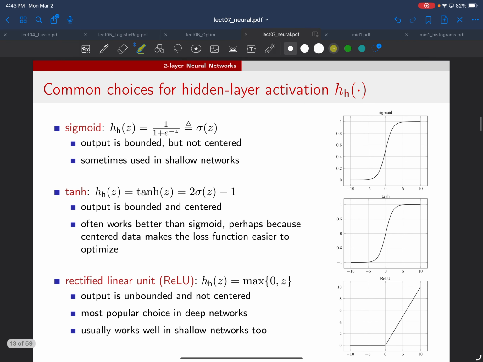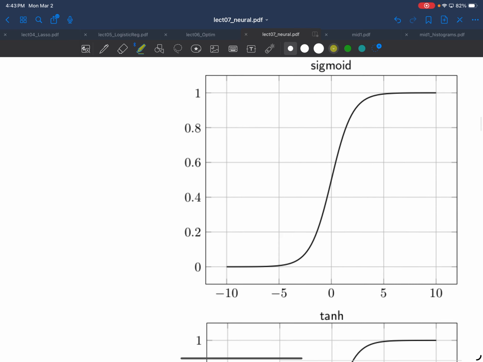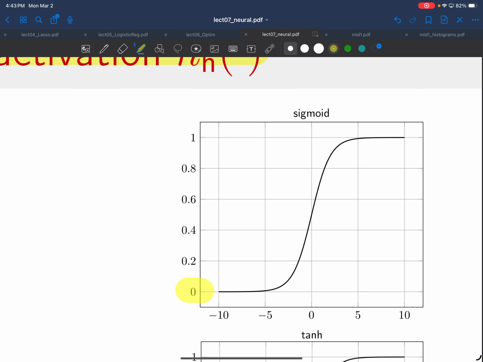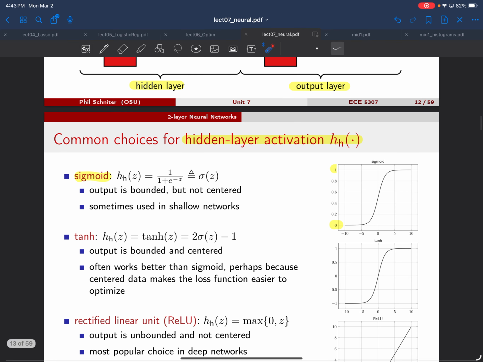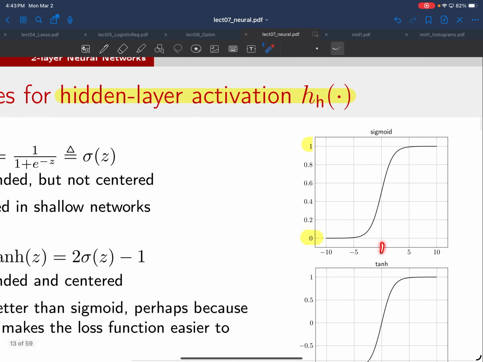Okay, so let's talk about common choices for the hidden layer activation. We've seen one so far, it was the sigmoid, and here's a plot of the sigmoid. One of the things you notice about the sigmoid is that you can never get something below 0, you can never get something above 1, right? So the output is basically bounded in this range. And also the output is not centered. So when the input is 0, the output is 1/2.